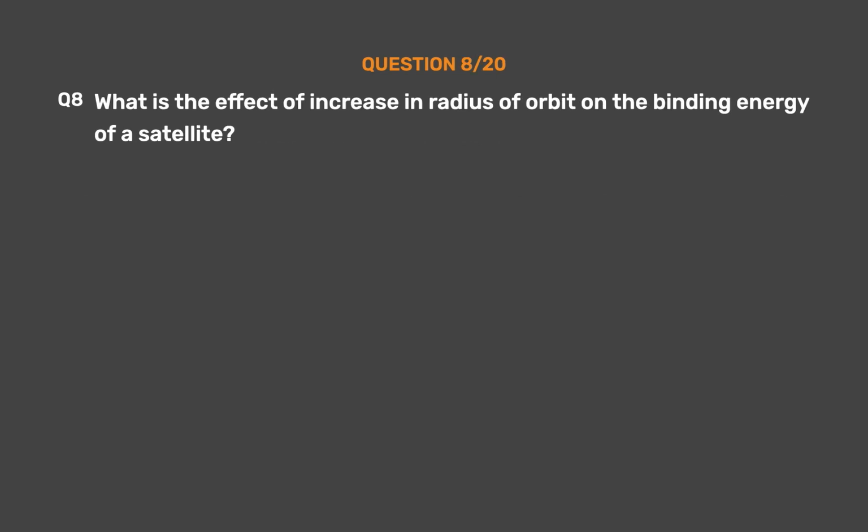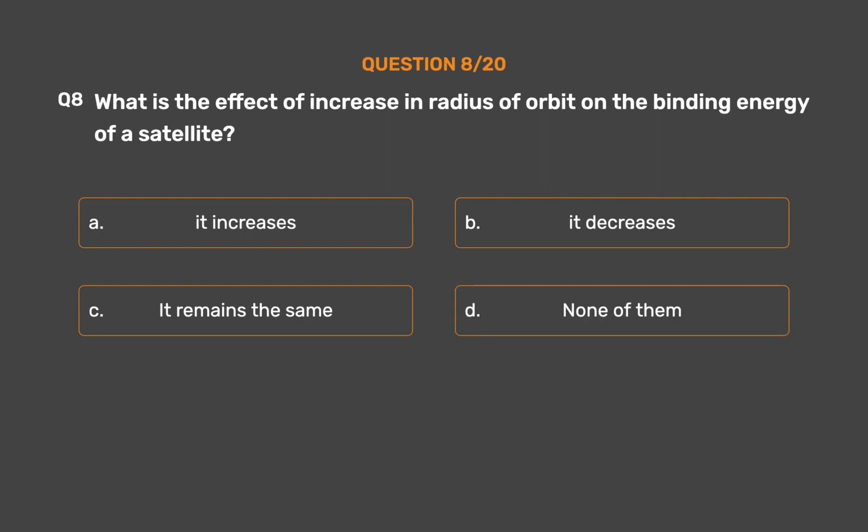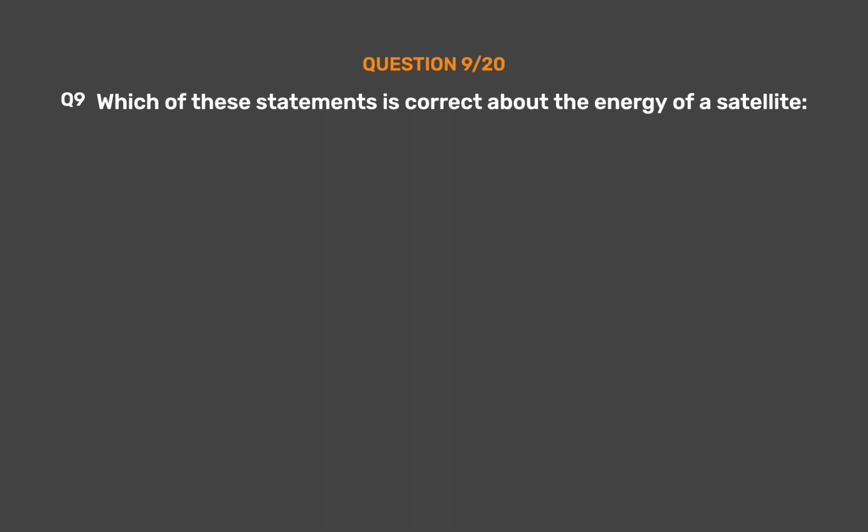Question number 8. What is the effect of increase in radius of orbit on the binding energy of a satellite? Option A. It increases. Option B. It decreases. Option C. It remains the same. Option D. None of them. The correct answer is Option B. It decreases.